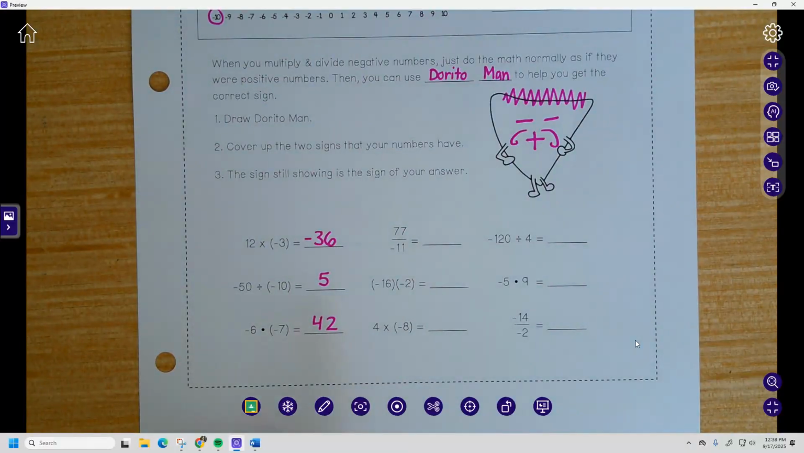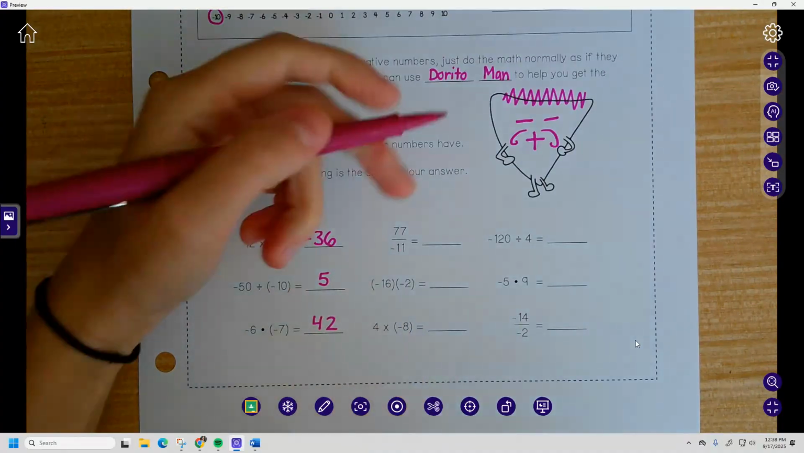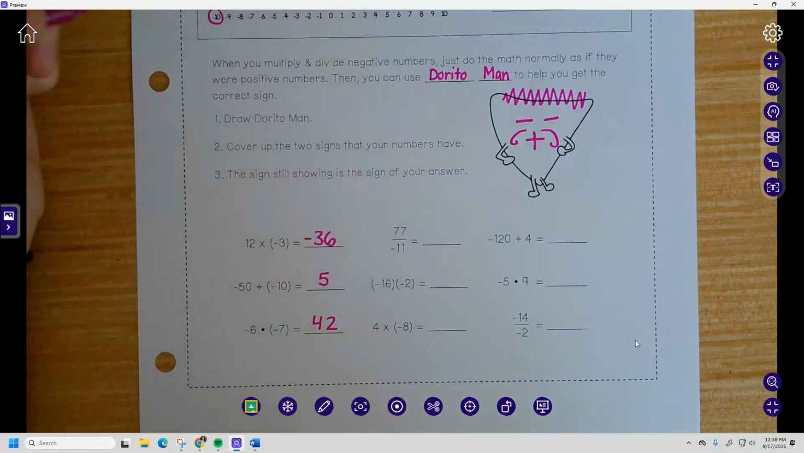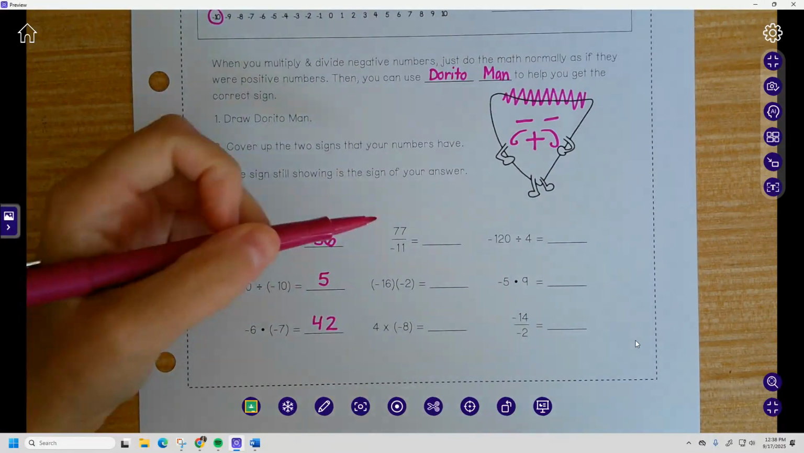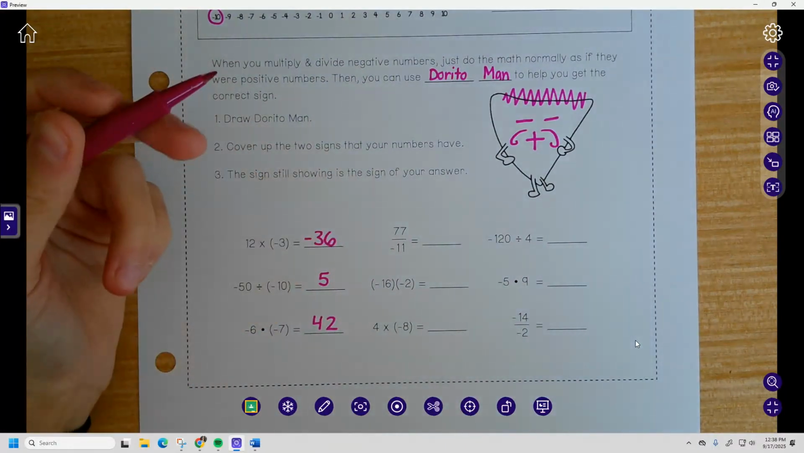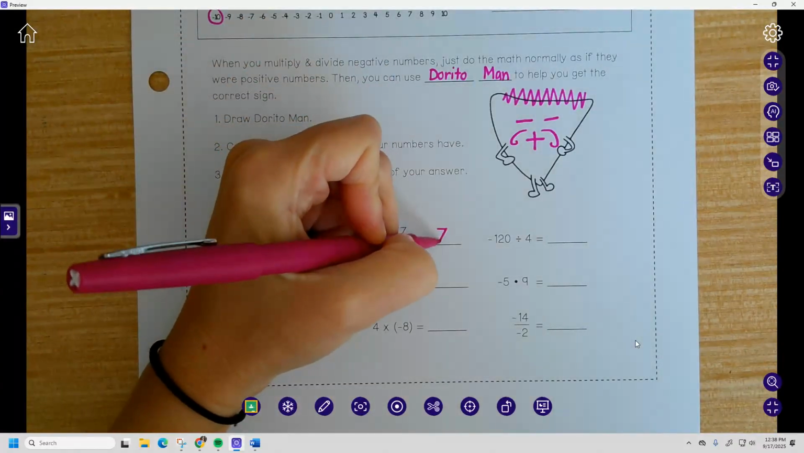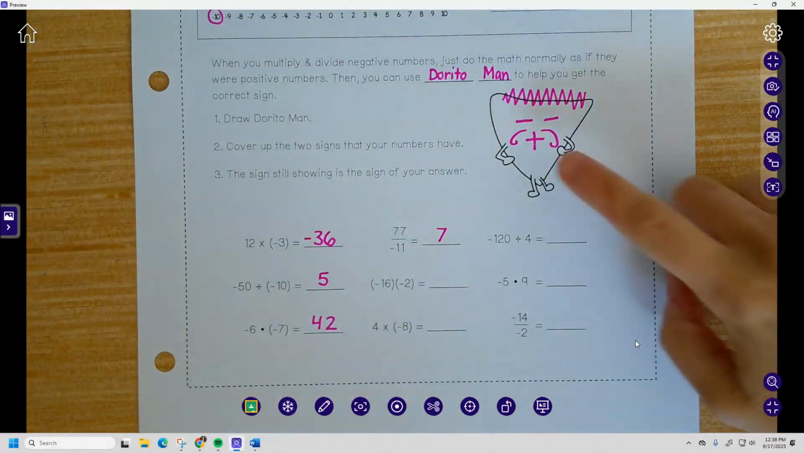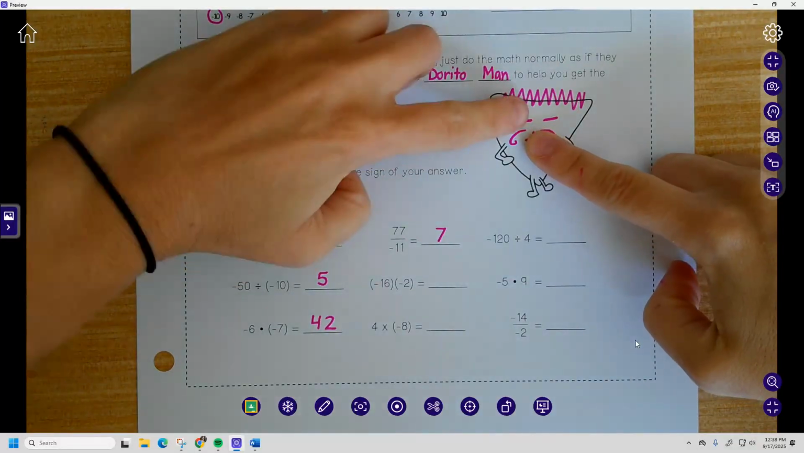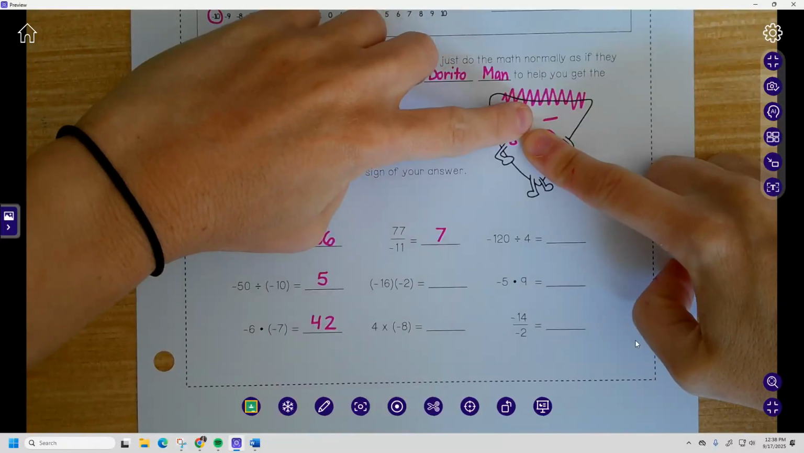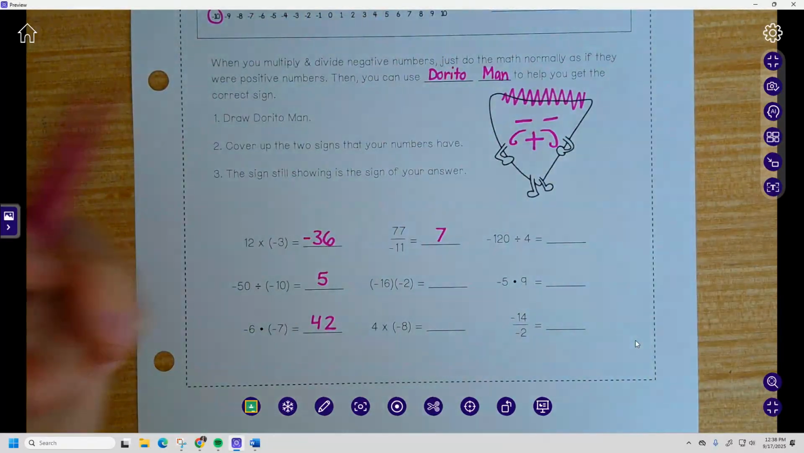Alright, this next one is written like a fraction. Whenever you see a fraction bar, that's just another way of writing division. So that just says 77 divided by -11. So I know 77 divided by 11 is 7. And it's a +77 divided by a -11. So cover those up, and that means our answer is -7.